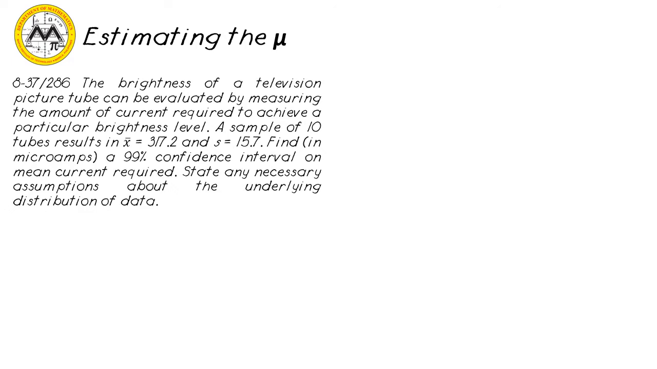Another problem. The brightness of a television picture tube can be evaluated by measuring the amount of current required to achieve a particular brightness level. A sample of 10 tubes has mean 317.2 and standard deviation 15.7. State the necessary assumption about the underlying distribution of data. This comes from a population that is normally distributed, and the events must be independent.